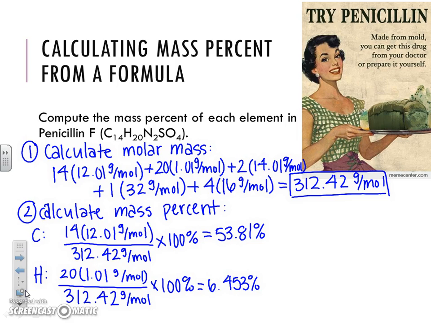So for carbon, we have 53.81%, and for hydrogen, we have 6.43%. The elements we still need to figure out are nitrogen, sulfur, and oxygen. What I would like for you to do is pause the lecture, calculate the percentage for nitrogen, sulfur, and oxygen, and then resume the lecture to check your answers with what I got. But no, seriously, pause the lecture, like right now, and figure out the percentages.